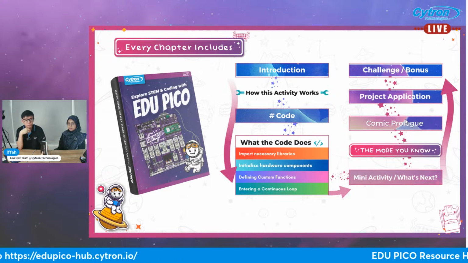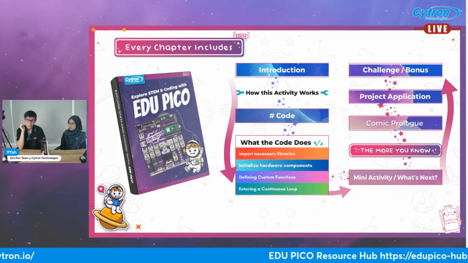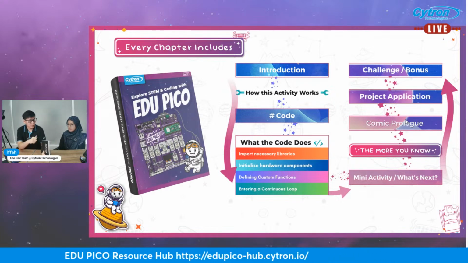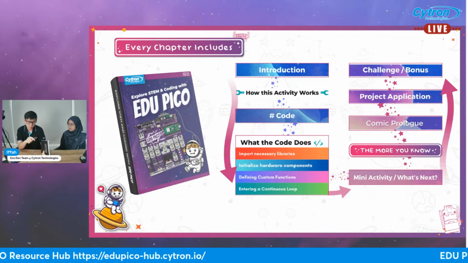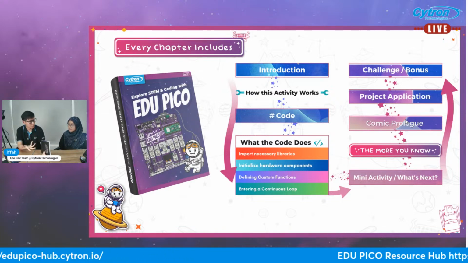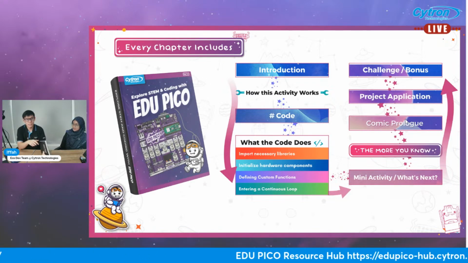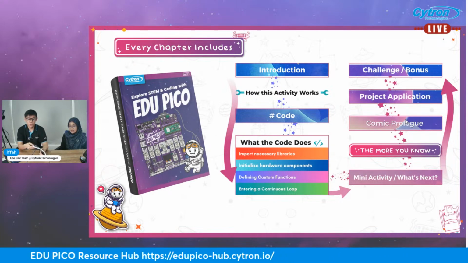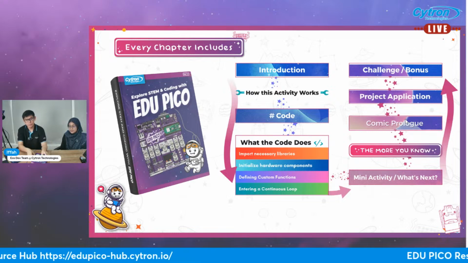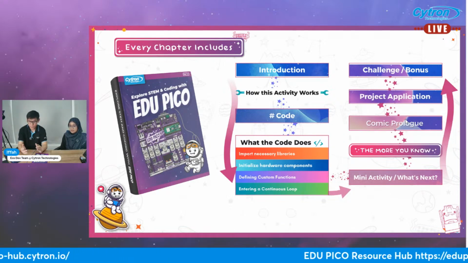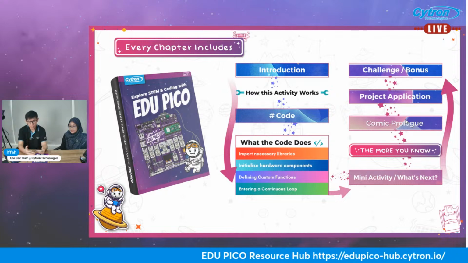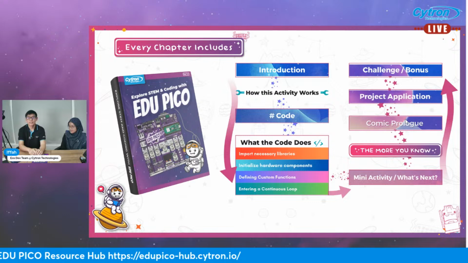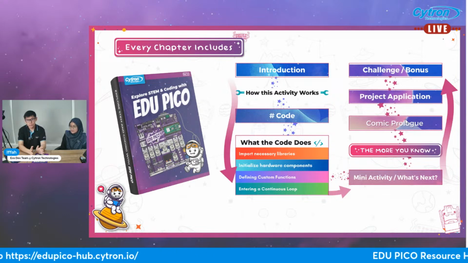This is to help you have an idea: if you press this button, what's going to happen next? If you don't know, you'll be pressing the button but not be sure what's going to happen. So this explains what you should expect. After that, there will be code for you to type. Students can directly copy and paste to practice their typing skills and text-based programming skills. And after that, there will be what the code does.